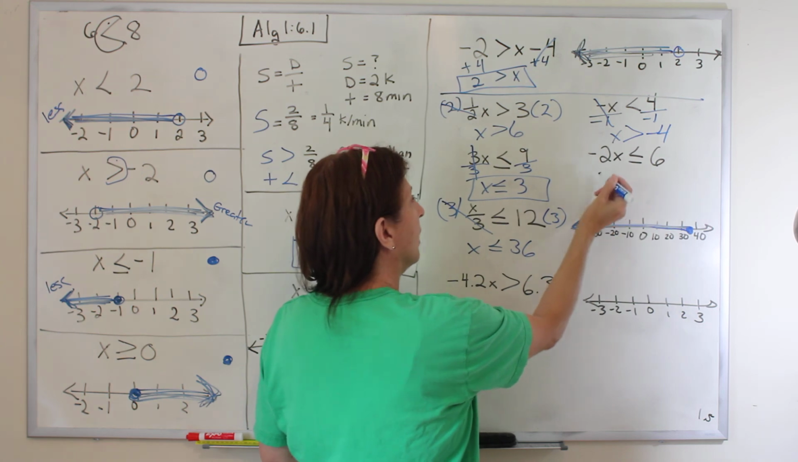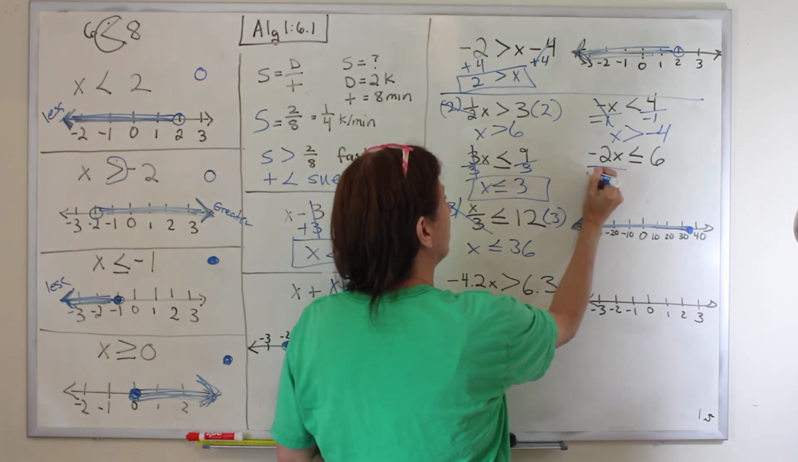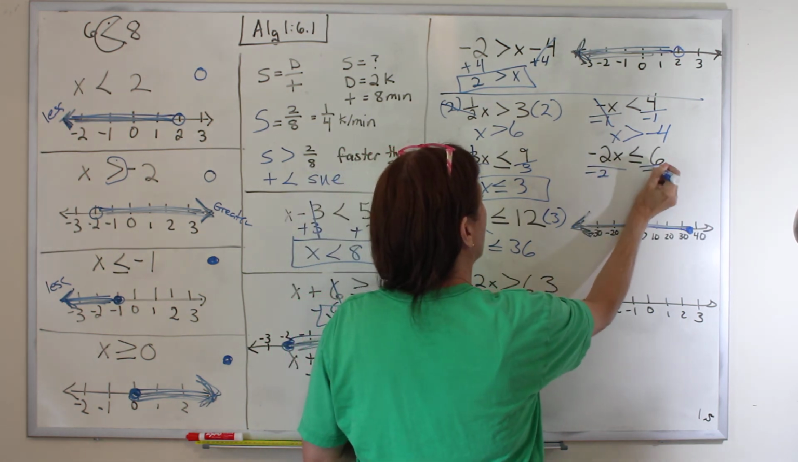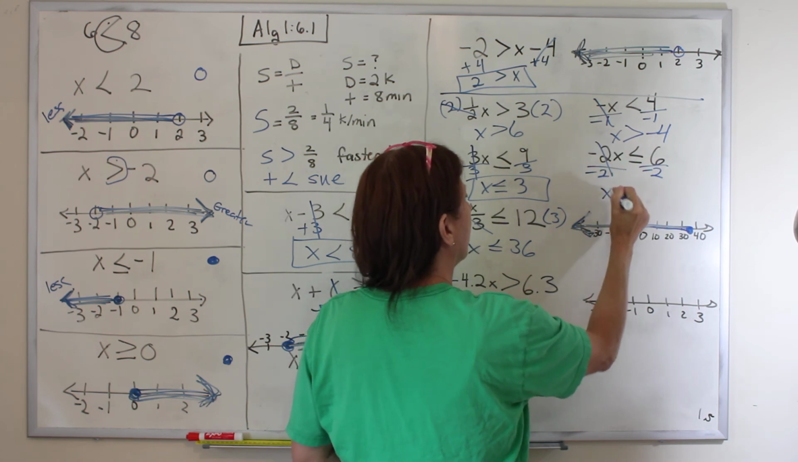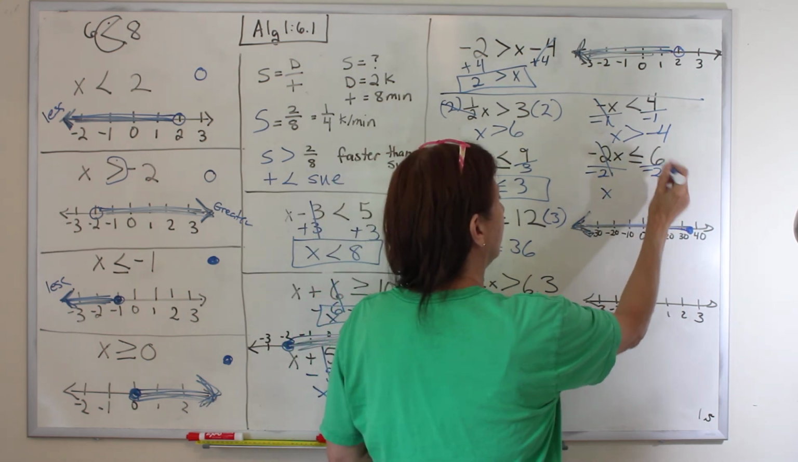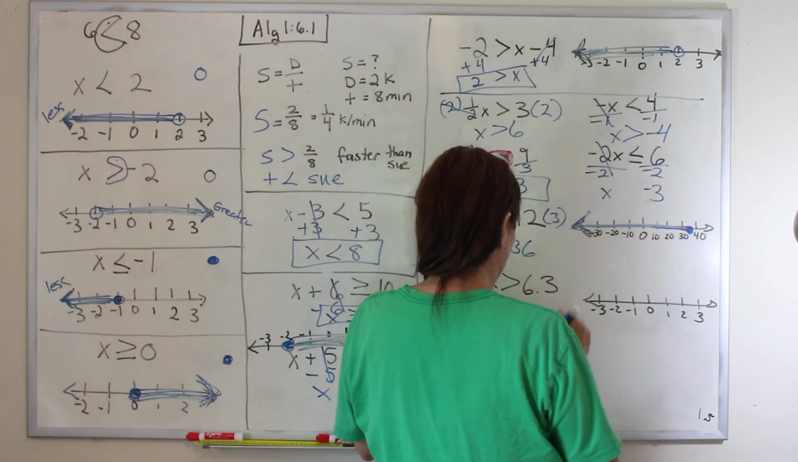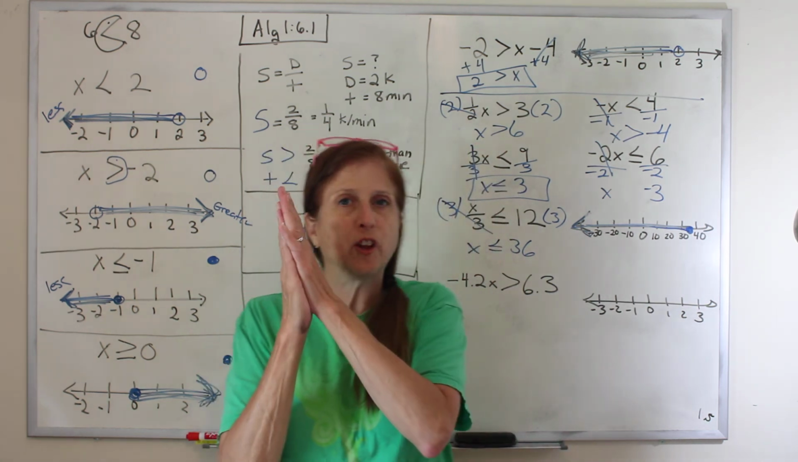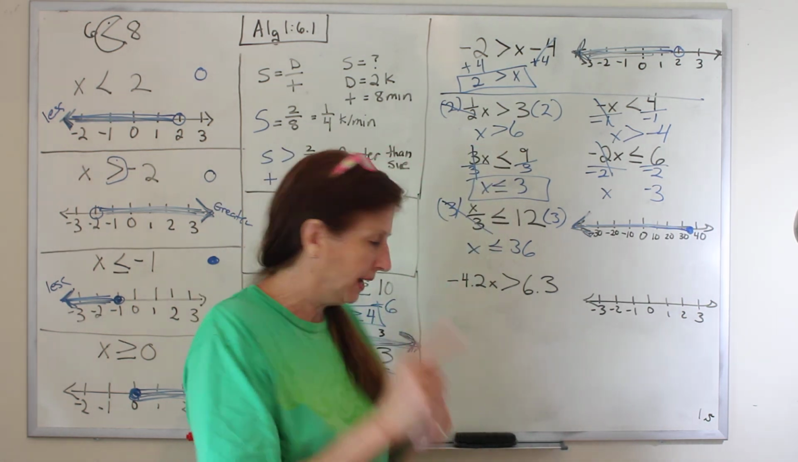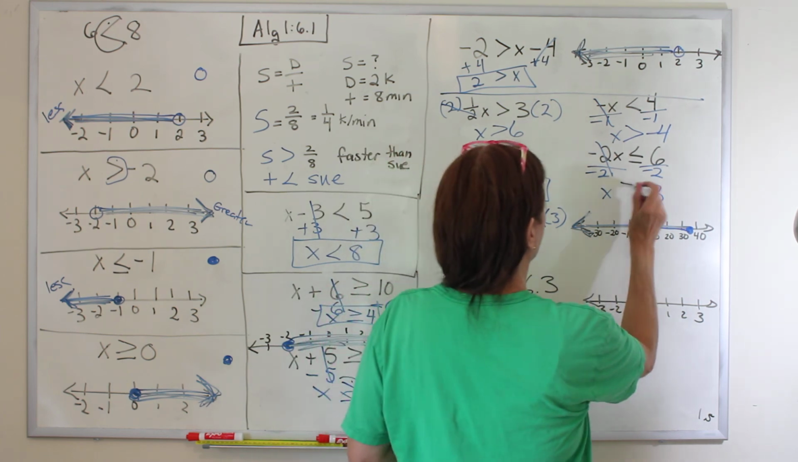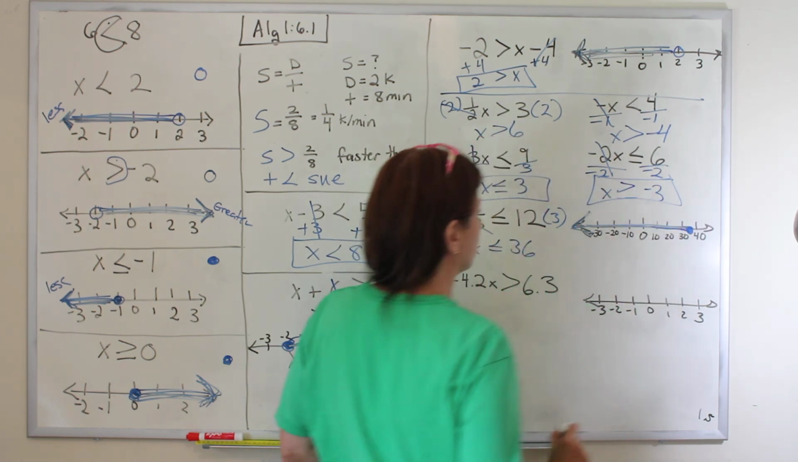How about this one? Why is x not alone? It's being multiplied by -2. We divide both sides by -2. Those cancel out. Over here, 6 divided by -2 is -3. Do I flip it? You bet. So this is greater than or equal to -3.